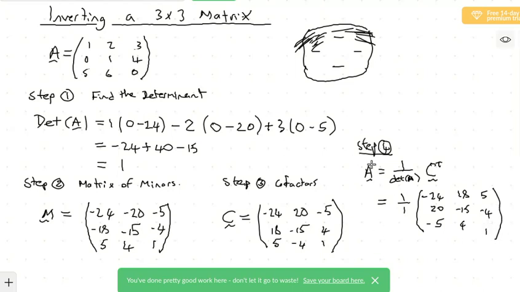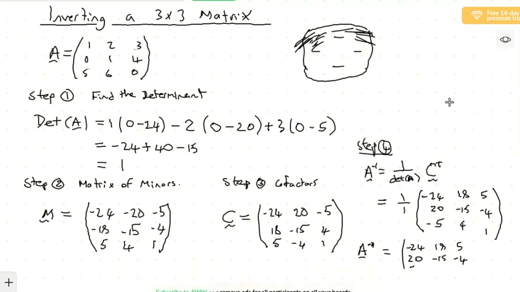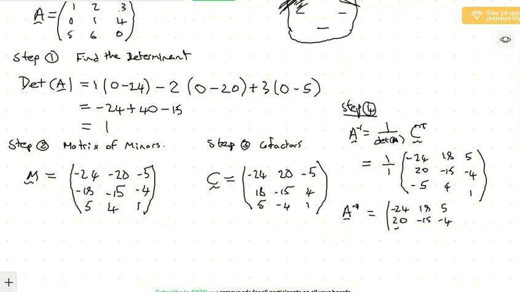And so the final answer, oh, I missed out the inverse sign there, for the inverse of A is minus 24, 18, 5, 20, minus 15, minus 4, minus 5. Sorry, I think my screen's not working that low. I'll have to just move it. There we go. Okay, and then minus 5, 4, 1, and we're done. Yeah, that is the inverse. And that's how you find the inverse of a 3 by 3 matrix.